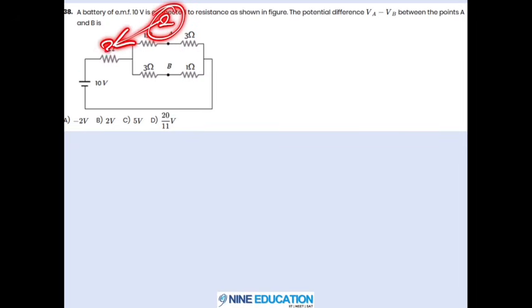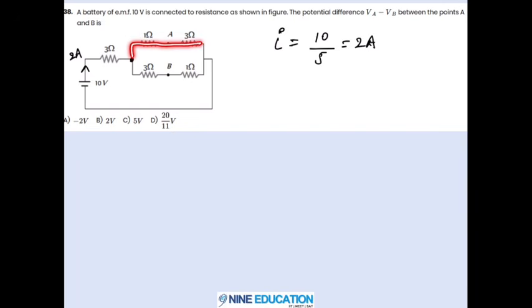2 and 3 are in series, so total will be 5. Therefore, the current through the circuit is 10 by 5, which is 2 amperes. Now that current will split at this point. You can see that both the paths have the same resistance. This is 1 plus 3, 4 ohms, and this is 3 plus 1, 4 ohms. Therefore, current will split equally. So here 1 ampere current will be going and here 1 ampere current will be going.